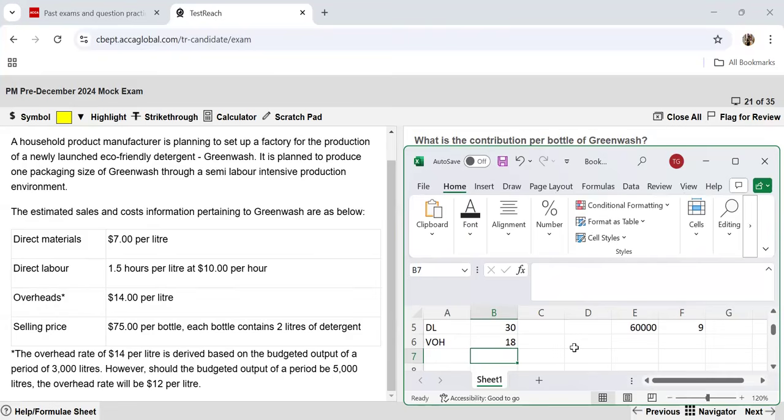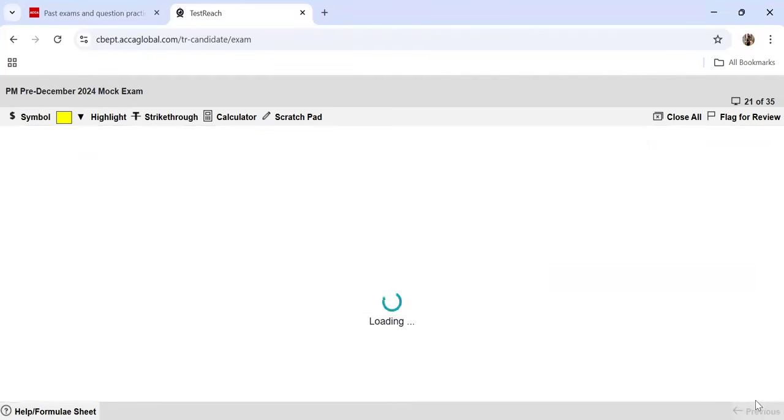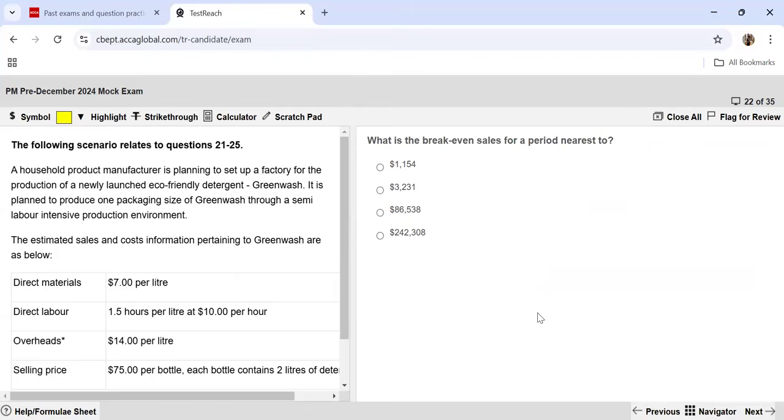This will be $62. Now we know the selling price was 75. From 75 you take away 62, and that is going to give you the contribution. So 75 minus 62 gives you 13. 13 is your final answer. We have it in the options. We select option C.